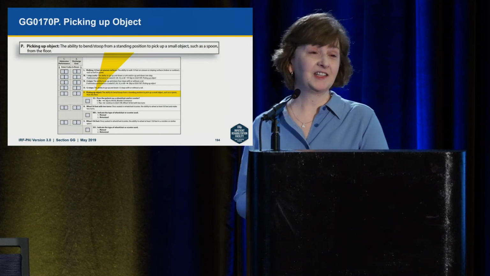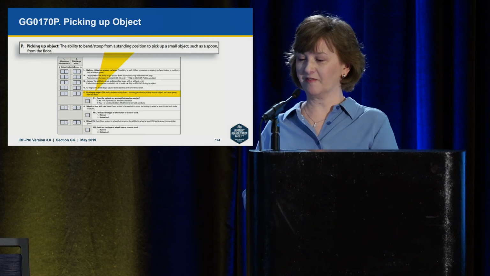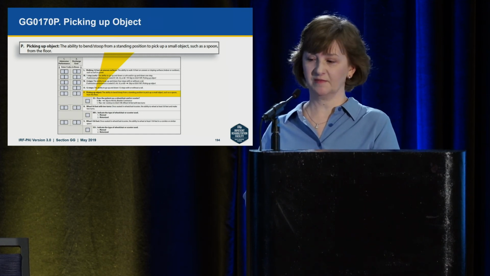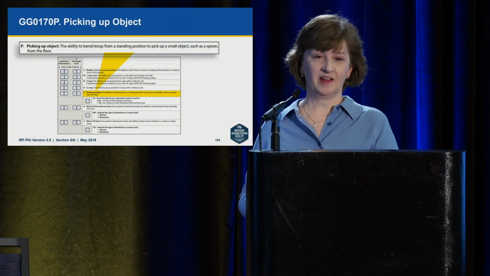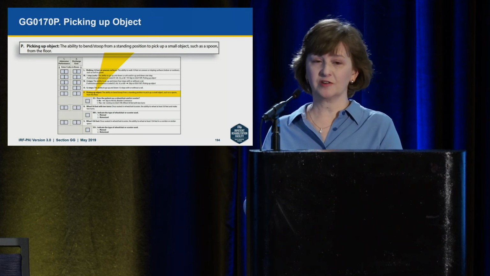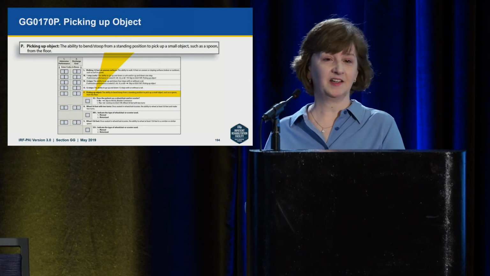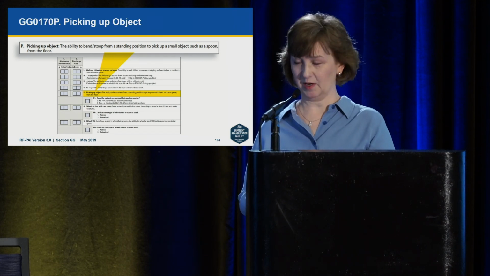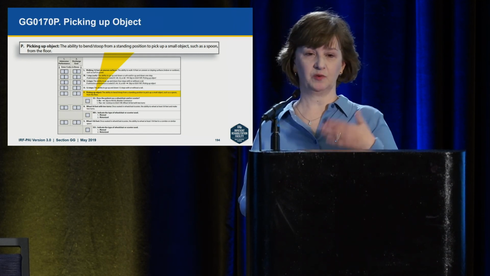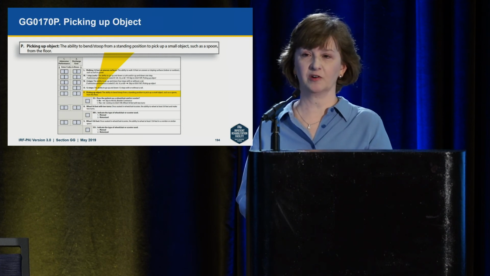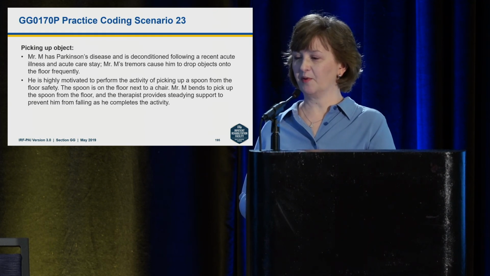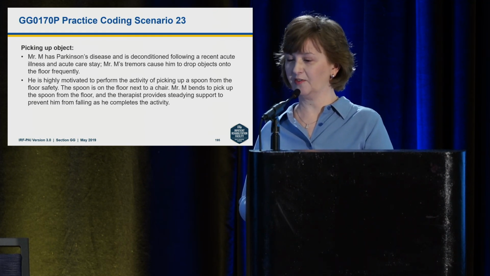Okay, the next activity is pick up object. So this refers to the ability to bend, stoop from a standing position to pick up a small object, such as a spoon, from the floor. So one important thing here is, again, this starts in a standing position. So if somebody is not able to stand, this activity would be coded one of the activity not attempted codes, possibly 88 or possibly 09, if the person was not able to be in a standing position prior to their current illness or injury.